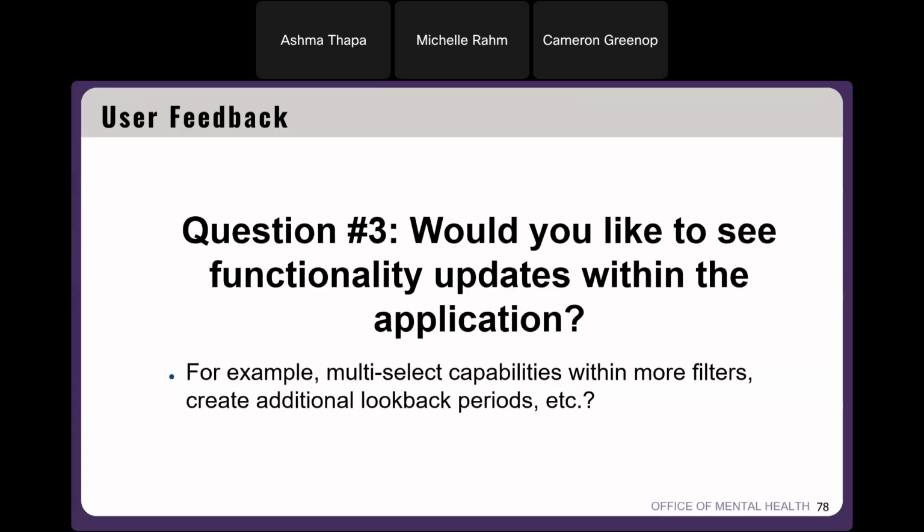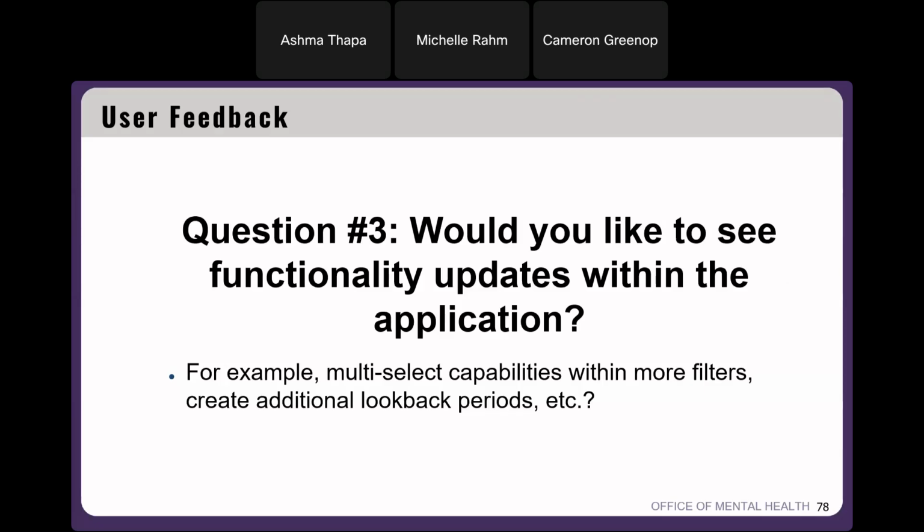Would you like to see any functionality updates within the application? So something like multi-select capabilities. Right now we have that option within a few different filters like complex needs. You can select up to 4 different complex needs criteria all within one filter box. You can select multiple homelessness filters for your search.